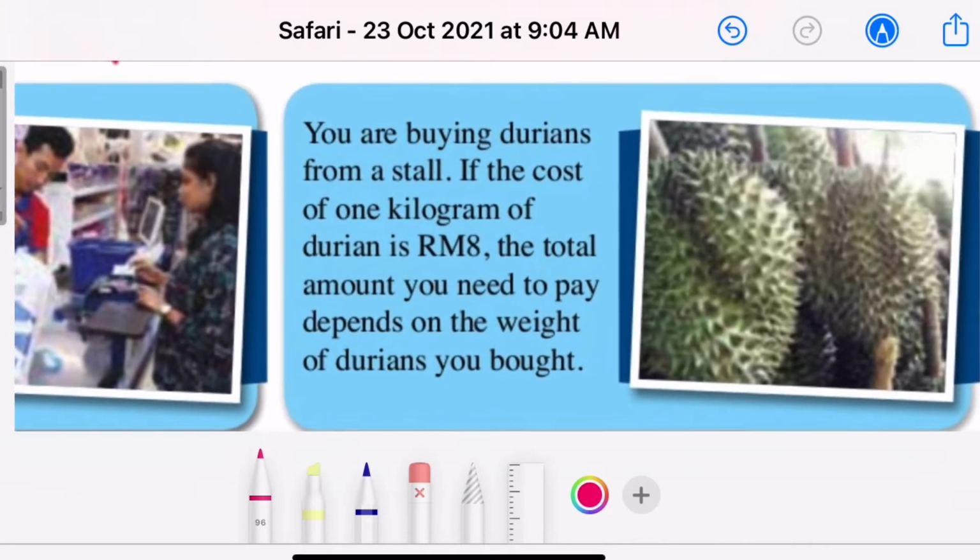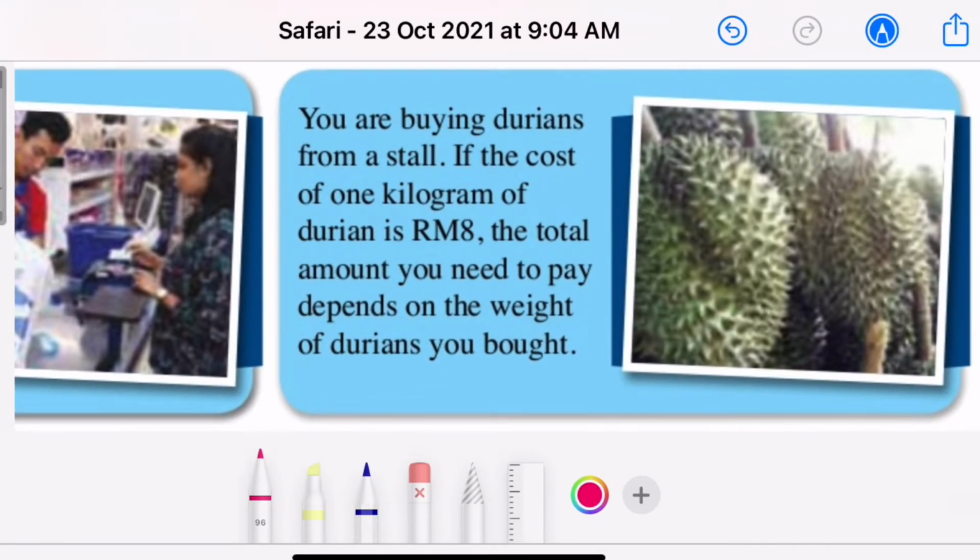This is another example. You are buying durians from a store. If the cost of 1 kilogram of durian is 8 ringgit Malaysia, the total amount you need to pay depends on the mass of the durian you bought.